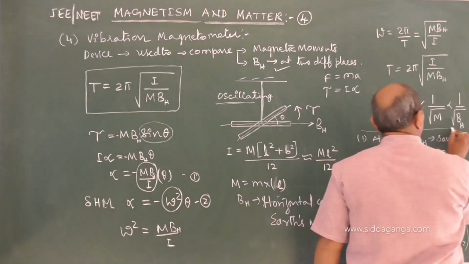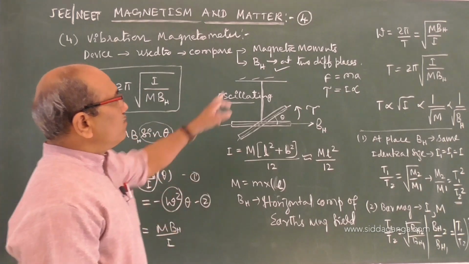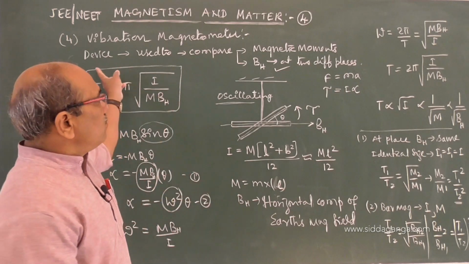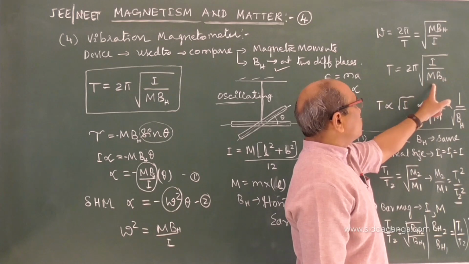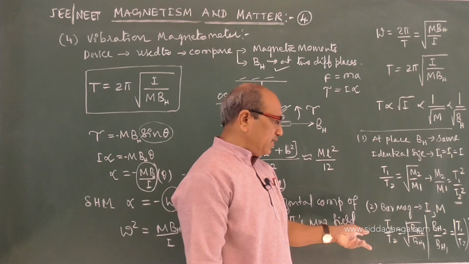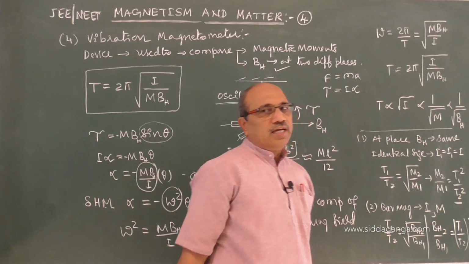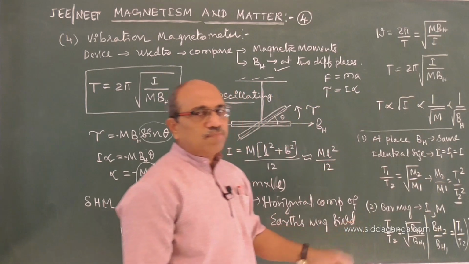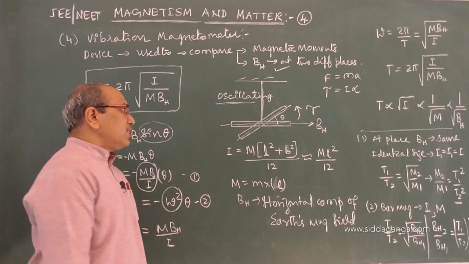Keep this in mind: I told you how the comparison of magnetic field can be done using the vibration magnetometer. Using this relation, with the same magnet used, I and M are constant, and T is inversely related to BH. If you measure the time periods at two different places, it helps us compare the magnetic field at those points. And if you know T1 and T2, or the field at one point, the field at the other place can be estimated correctly.